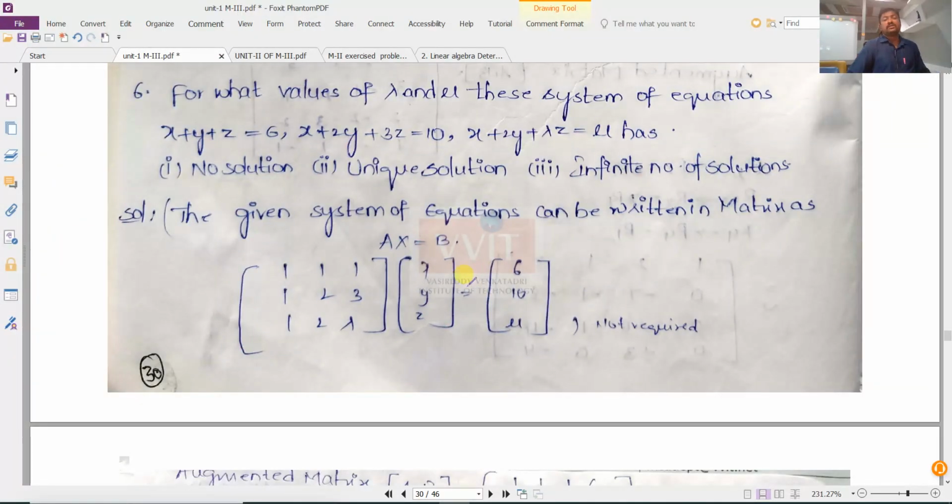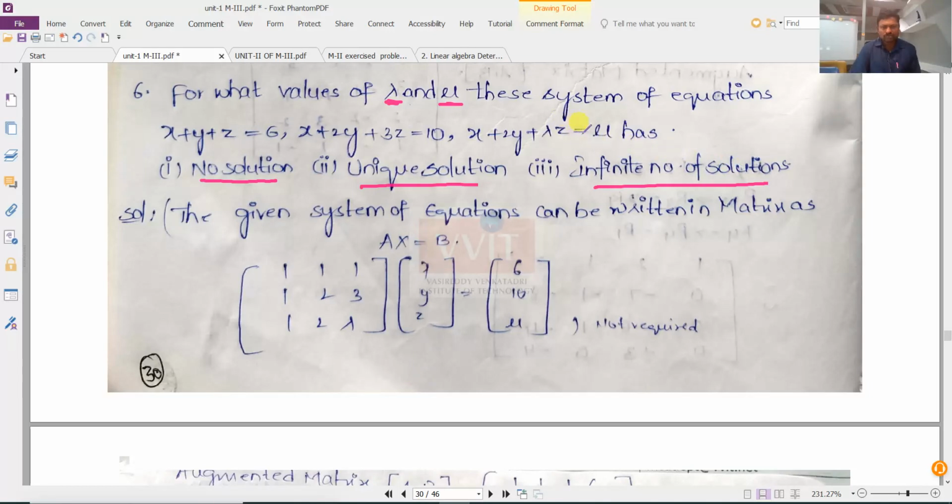One more important problem on this concept is: for what value of lambda and mu, the given system of equations x plus y plus z equal to 6, x plus 2y plus 3z equal to 10, x plus 2y plus lambda z equal to mu has no solution, unique solution, infinitely many solutions? There are 3 cases I need to explore.